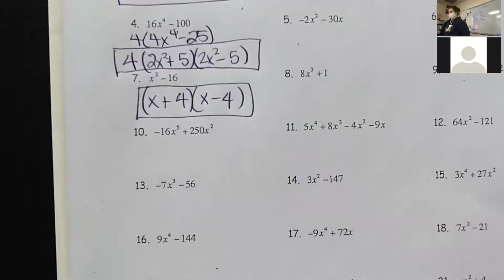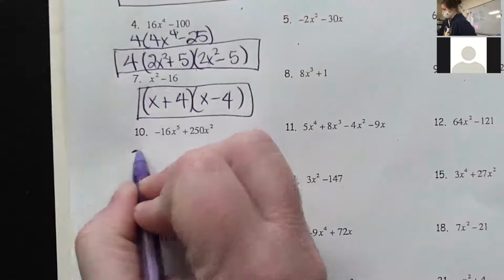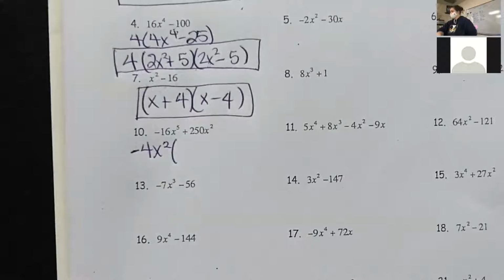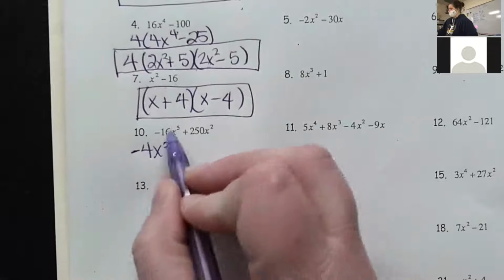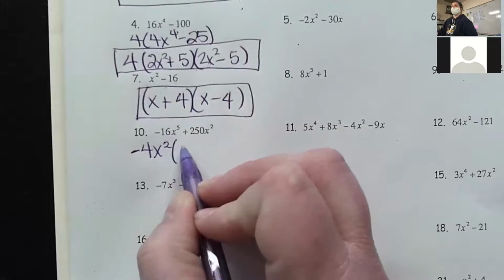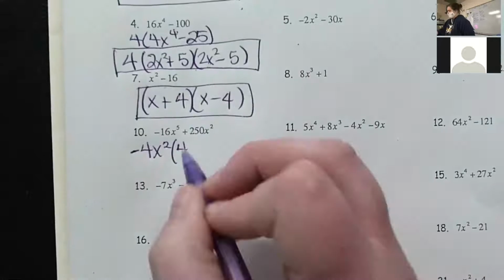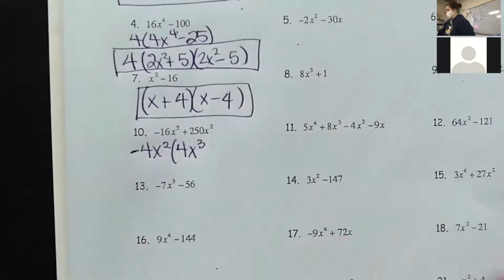Number 10, what can we take out of there? Yeah, let's take out a 4, x squared, good, and what else? A negative, thank you. So we're going to take out a negative 4x squared. Okay, that leaves me with what? 4, good. Remember to change your signs because negative 16 divided by negative 4 is positive. X to the third minus what?